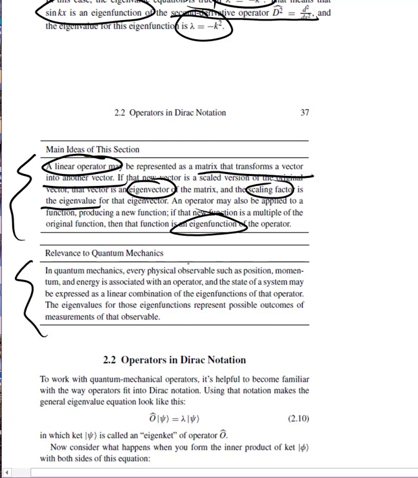And in quantum mechanics, every physical observable, position, momentum, energy, angular momentum, is going to be associated with an operator. And you can represent the state of a system as a linear combination of eigenfunctions of that operator. The eigenvalues for those eigenfunctions are going to turn out to represent possible measurement outcomes of that observable. All right, there are some really beneficial things you can do using Dirac notation in operators. We'll see those in the next section.